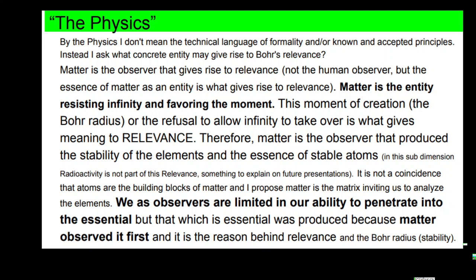We humans as observers, making measurements, are limited in our ability to penetrate into the essential, but that which is essential was produced or pinpointed by matter, because matter observed it as an entity. So what matter observes is what we humans are able to see, to observe. So the observation from matter is the reason behind relevance and the stability seen in the Bohr radius. So we as observers are limited in our ability to penetrate into the essential, but that which is essential was produced because matter observed it first.